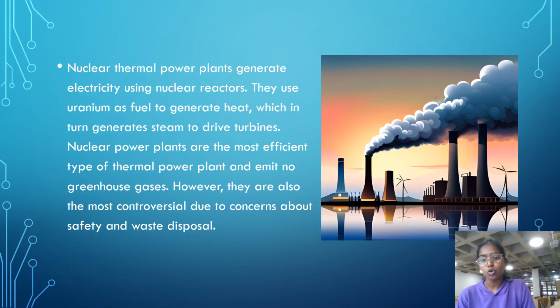Now let's talk about the nuclear power plants. These are the power plants to generate electricity using nuclear reactors. They use uranium as fuel to generate heat, which in turn generates steam to drive turbines. Nuclear power plants are the most efficient type of thermal power plant and emit no greenhouse gases. However, they are also the most controversial due to some concerns about the safety and waste disposal.